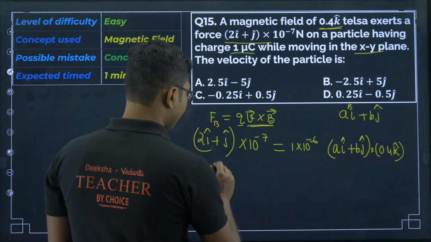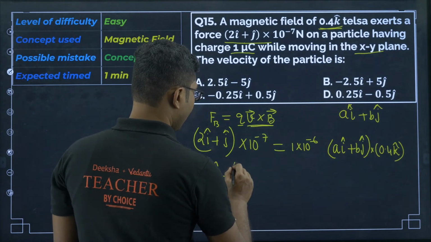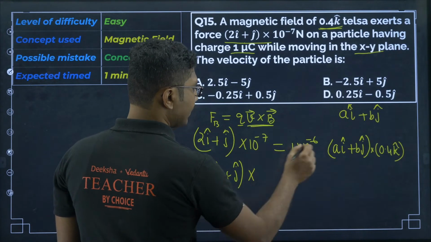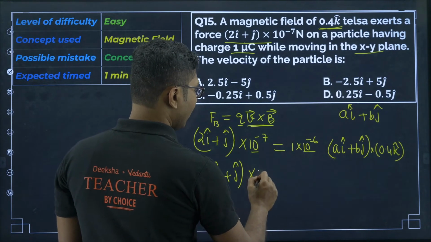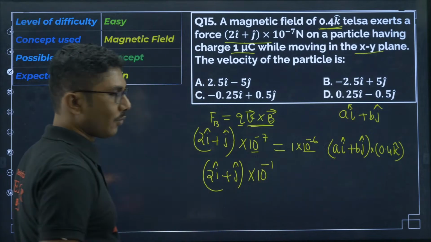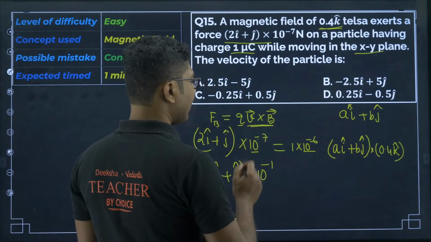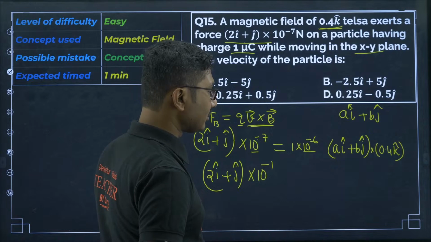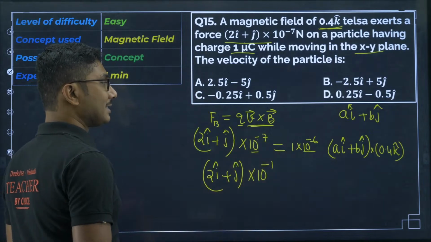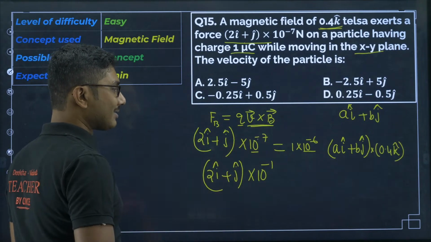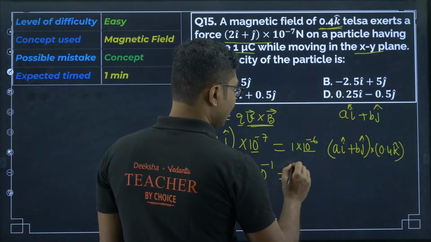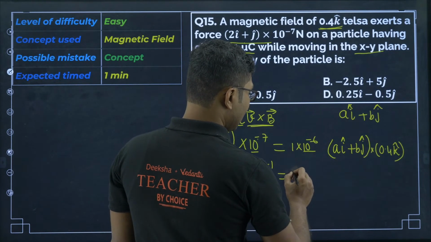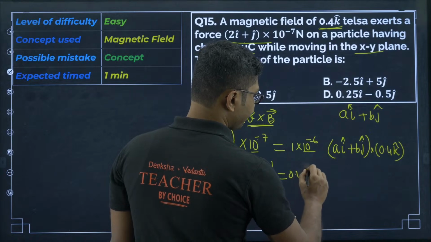Now again we have to do the mathematics. 2 i cap plus j cap into, if you cancel this, you will get 10 to the power of minus 1. Why 10 to the power of minus 1? Minus 7 on this side and minus 6 on the other side. Minus 6 will be cancelled, but there is one extra minus 1 that will be left, equals to, now 0.4 is common.